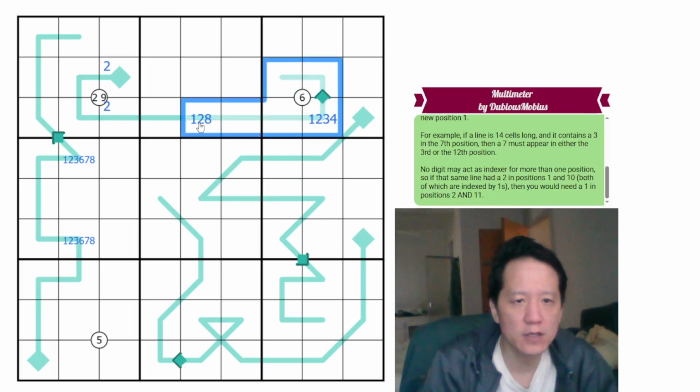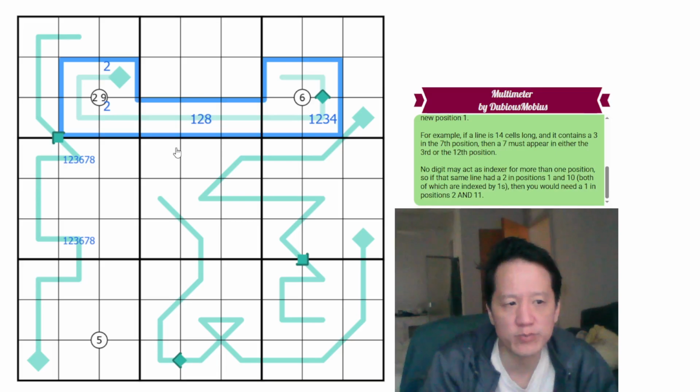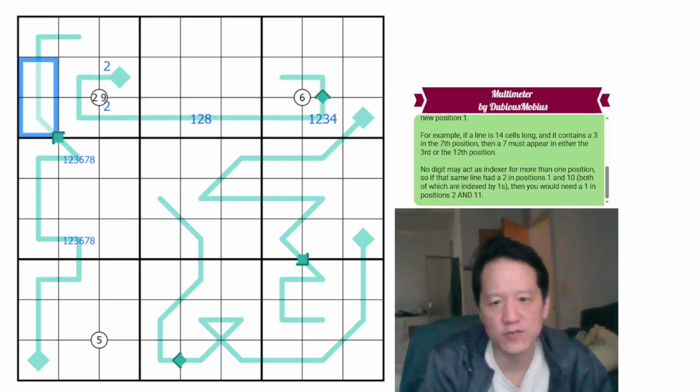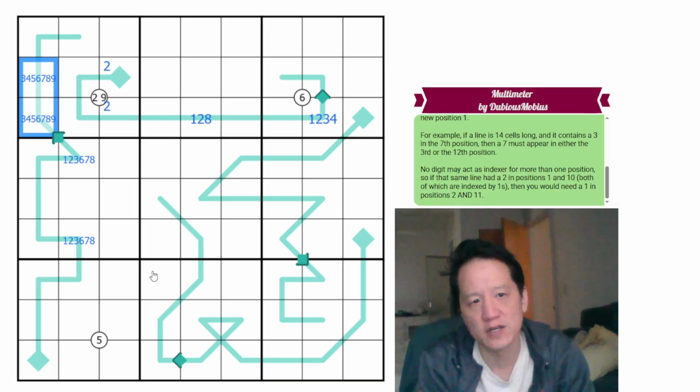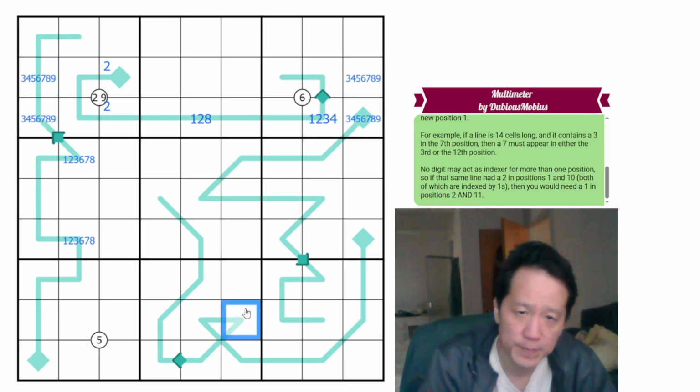So 1 cannot appear in any of the rest of rows 2 and 3 outside of this appendix line, because we know we need 2 1s represented somewhere on this appendix line, and we need 2 2s. So the rest of these are 3, 4, 5, 6, 7, 8, and 9. Same here. This is 3 through 9.